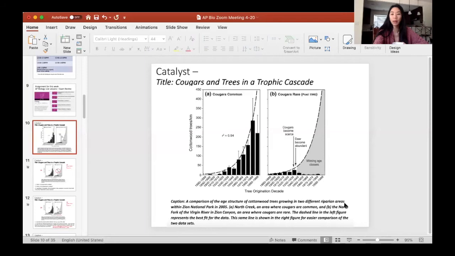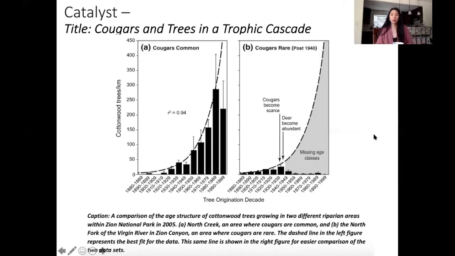All right, so today I'm just gonna really quickly go over the catalyst question from last week, the one about cougars and cottonwood trees. So I wanna go over each day. I tried to make comments on some common things for those of you who submitted, but I wanna go over everything as a whole in case you didn't do these catalyst questions.